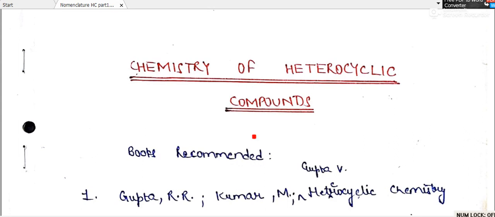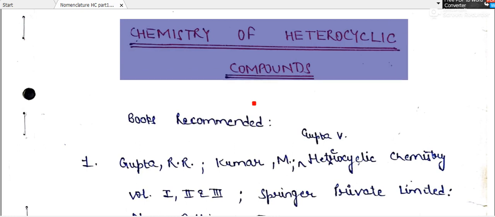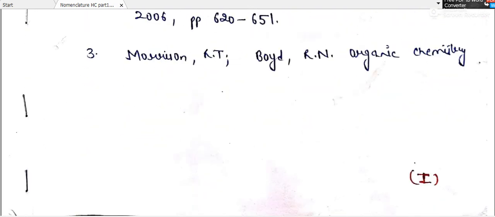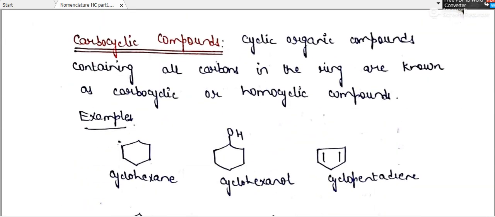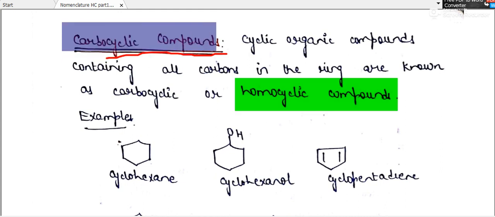Yesterday, I posted one lecture in this group, that was Chemistry of Heterocyclic Compounds. I hope everybody has gone through that lecture and noted it down in your copies. We'll be dealing with the details of heterocyclic compounds in this lecture and the coming lectures. So far, you have studied only carbocyclic compounds, and this is the first time you'll be dealing with heterocyclic compounds. As an introductory lecture, let me first discuss the difference between carbocyclic or homocyclic compounds and heterocyclic compounds.